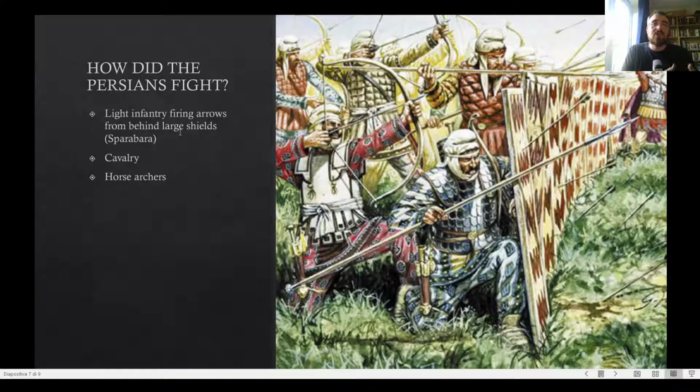They called these soldiers Sparabara, from the name of the shield, the Spara. They also had very good cavalry and some of the earliest horse archers.